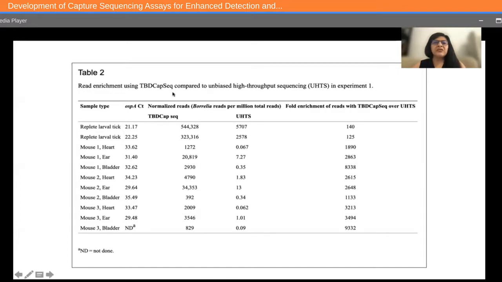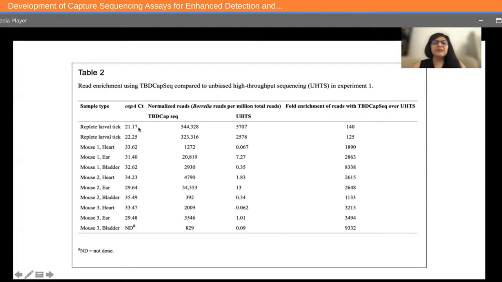So the table here shows the results from this experiment. In the first column are the samples. In the second column are the CT values from RT-PCR. And here we can see the normalized reads from TBD-Cap-Seq and the normalized reads from unbiased high-throughput sequencing. We can see that there's a range of CT values. Low CT values mean high pathogen burden, and high CT values mean low pathogen burden. And the last column here shows the fold enrichment.